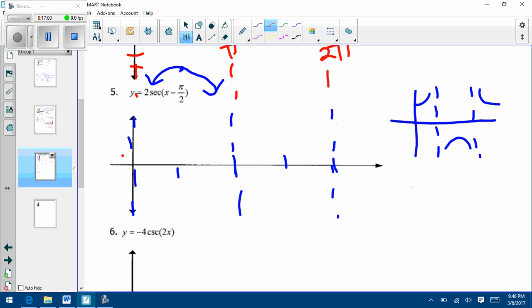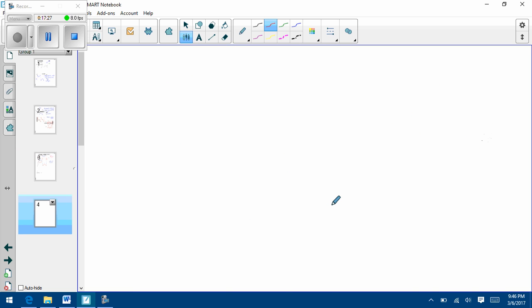If you were to go up 2 and down 2 for that max and min value, you're going to wind up seeing a curve in the first section from 0 to pi that looks like this. And then in between pi and 2 pi, you wind up getting a graph that looks like this. Okay. So again, I hope that if we're okay with what the parent functions look like, we can figure out the transformations. We're not going to get too crazy with the transformations on cosecant and secant.